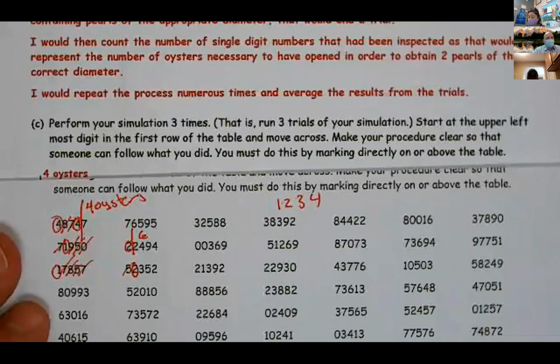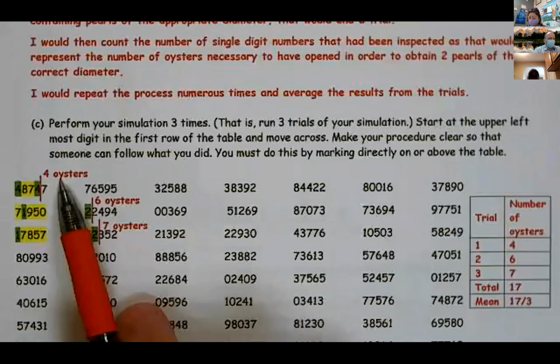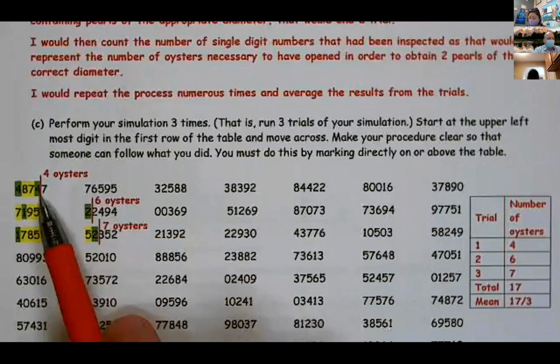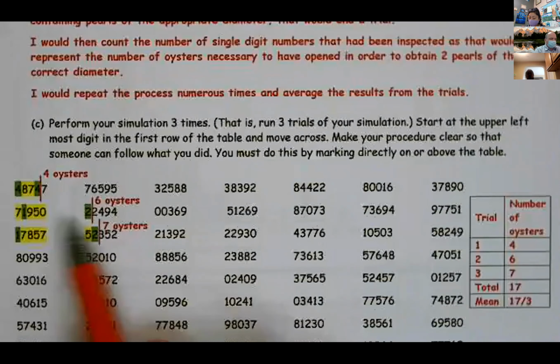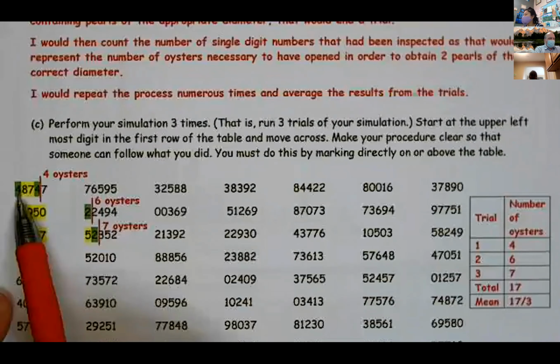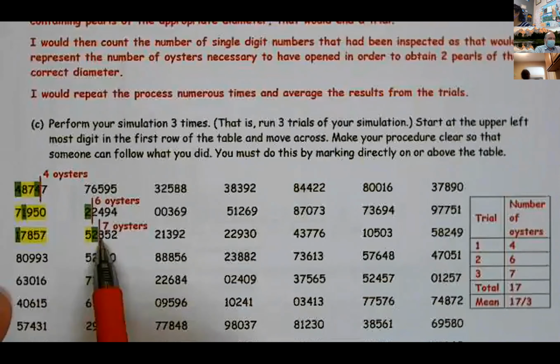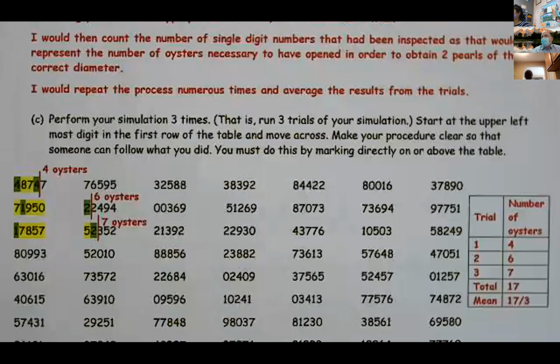Thank you so much. I'm sorry about that. Here, I'll slide this off so you can take a look at what I actually have. So I ended up having 4 oysters. I marked the green ones as the correct size, and the yellow ones were the ones that were wrong. So in this case, I opened 1, 2, 3, 4. Here I opened up 6. Here I opened up 7. But in all 3 trials, I only had 2 successes. I only had 2 that had the correct size pearls.